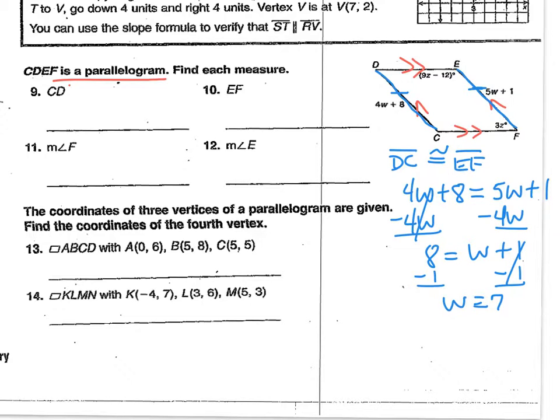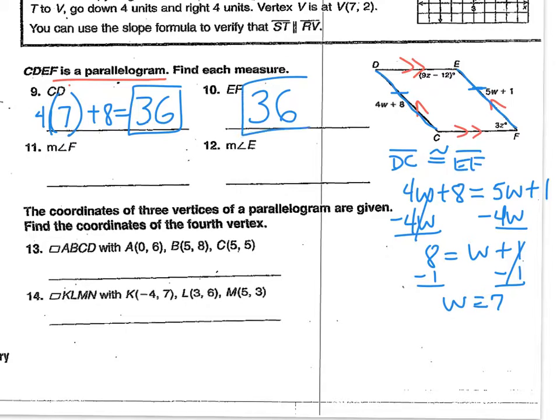But then on number 9, there's CD, not W. So what do I do? Plug it in. Instead of W, we put 7. 4 times 7 is 28, plus 8 is what, Matthew? 36, perfect. And how about EF? Do I have to plug it in? No, I know that they're congruent, so we can just say that they're equal. Okay, now what about the measurement of angle F and E? What relationship do they have, those two? They're consecutive angles, and therefore what?